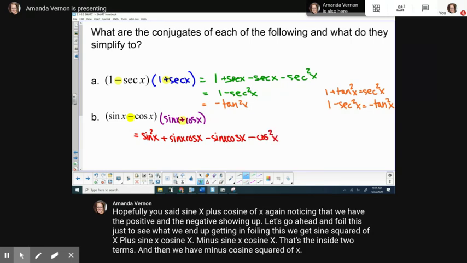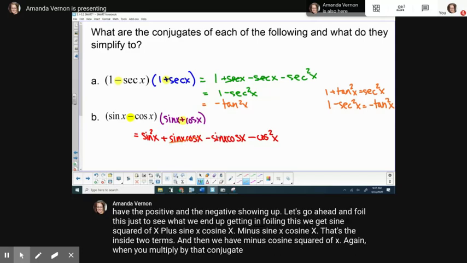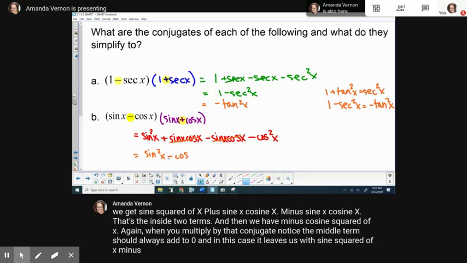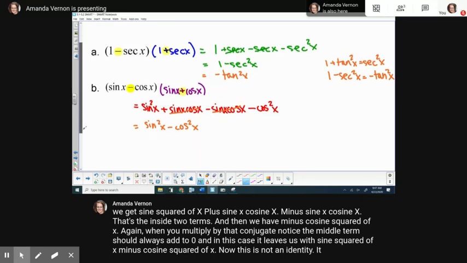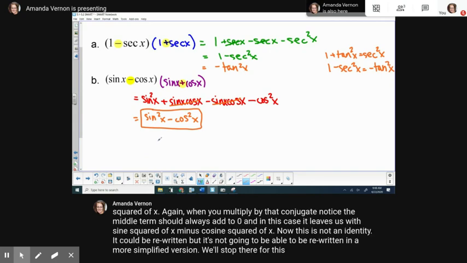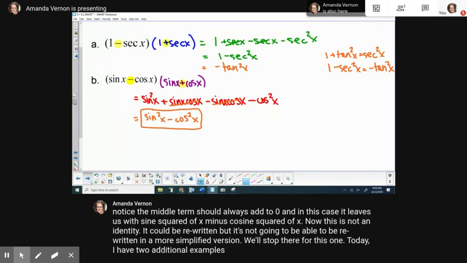Again, when you multiply by that conjugate, notice the middle term should always add to 0. And in this case, it leaves us with sine squared of x minus cosine squared of x. Now, this is not an identity. It could be rewritten, but it's not going to be able to be rewritten in a more simplified version. So we'll stop there for this one. Today, I have 2 additional examples practicing utilizing this conjugate method.